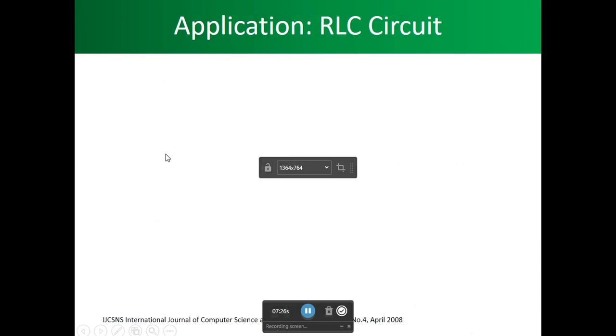At this time, we're going to take our first break, and we're going to come back and look at applications for RLC circuits.